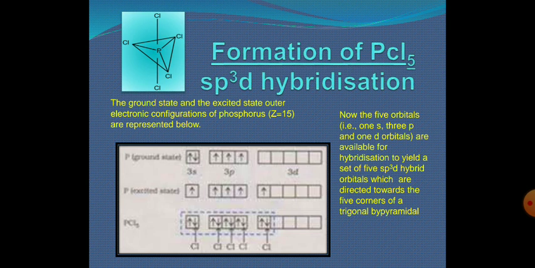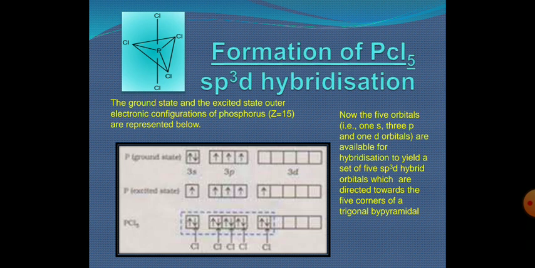This is an example which comes under the category of sp3d hybridization. It means in this example, phosphorus pentachloride, we will get sp3d hybridization. This is one of the examples which fall under this category. There are many examples which fall under this same category. Out of them, in today's topic we are going to learn the formation of PCl5.